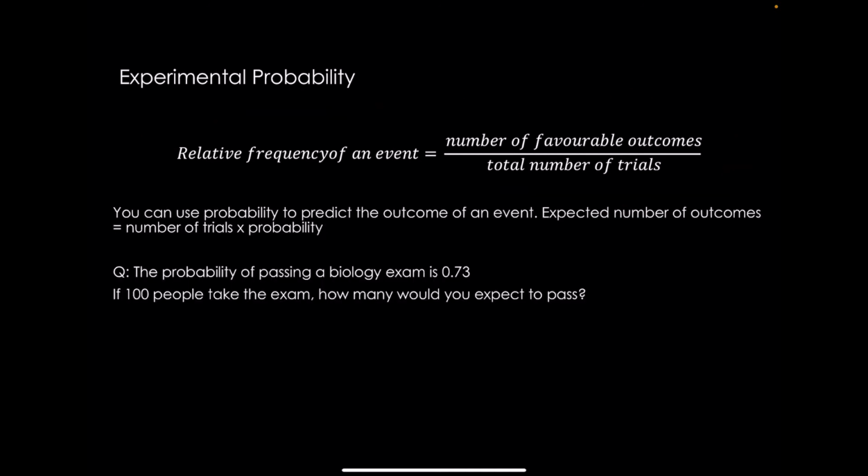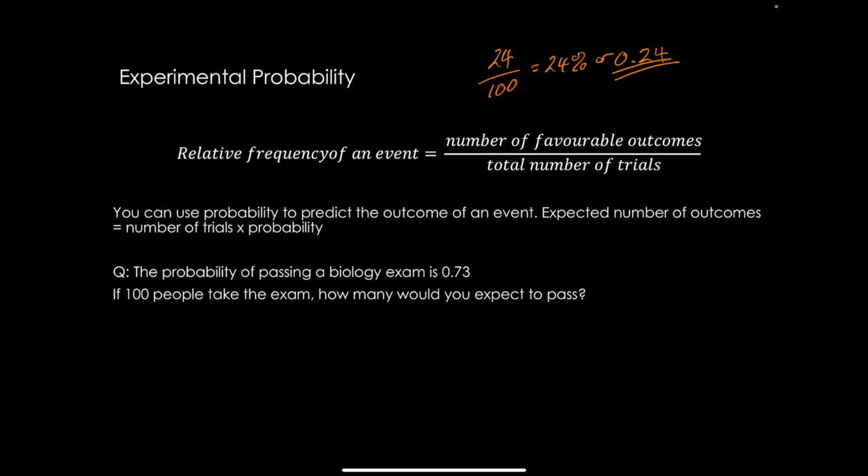Okay, so now then, again, looking at your relative frequency formula, you can use probability to predict the outcome of an event. Expected number of outcomes equals the number of trials times the probability. Basically, what I'm saying here is that let's say you've worked out a relative frequency, and I know that the chances of me catching a ball is 24 times out of 100. That's 24% or 0.24. That's my relative frequency. That's my experimental probability. That's the percentage of times I think you're going to catch that ball.